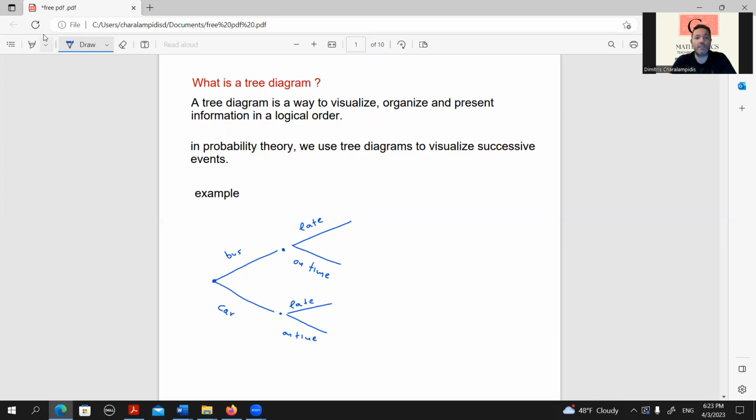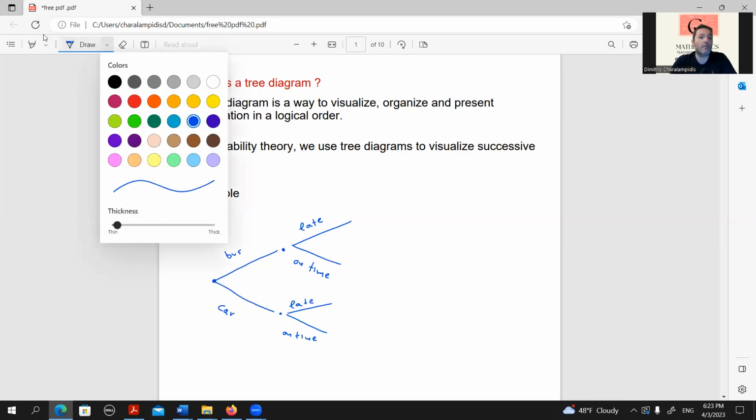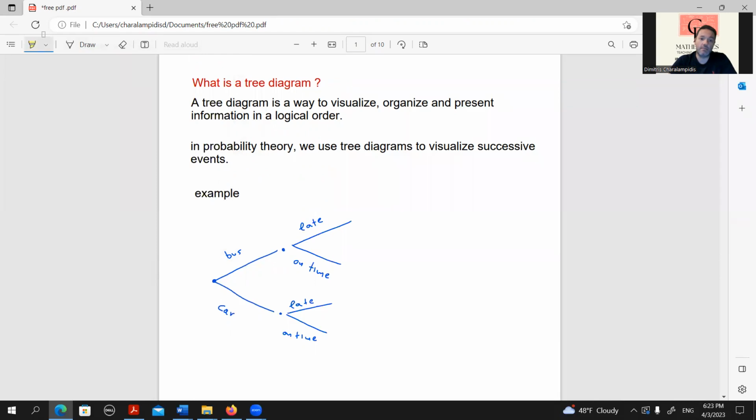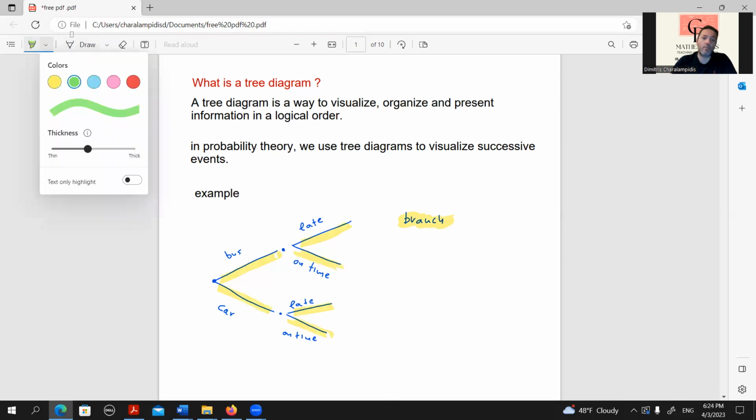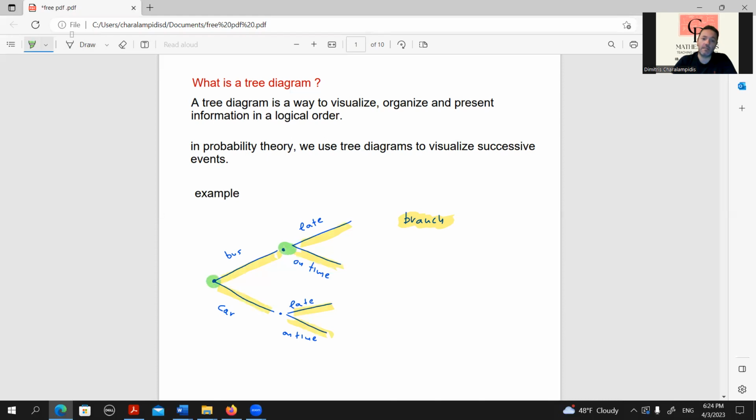A tree diagram consists of branches and nodes. A branch is the paths. All these that I'm now coloring by yellow are considered to be branches. Branch. And the nodes are the points from where the branches start. So by green, we have the nodes.